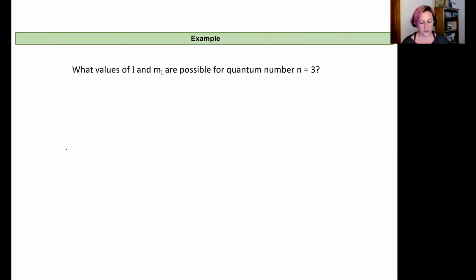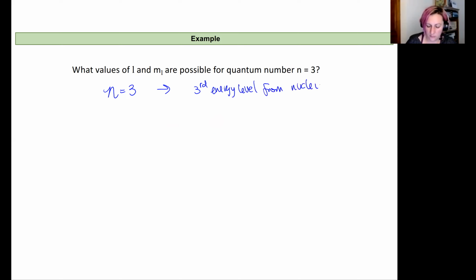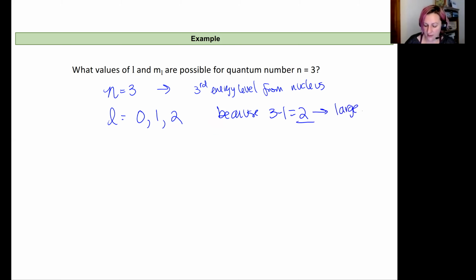So let's just walk through some possibilities. What are the possible values that we could have for quantum numbers if our n quantum number equals 3? If we're at n equals 3, that really means we're at the third energy level from the nucleus. So if we know we're in that energy level, n equals 3, then L can equal 0, 1, or 2, because 3 minus 1 equals 2. So that is the largest L value we can have.